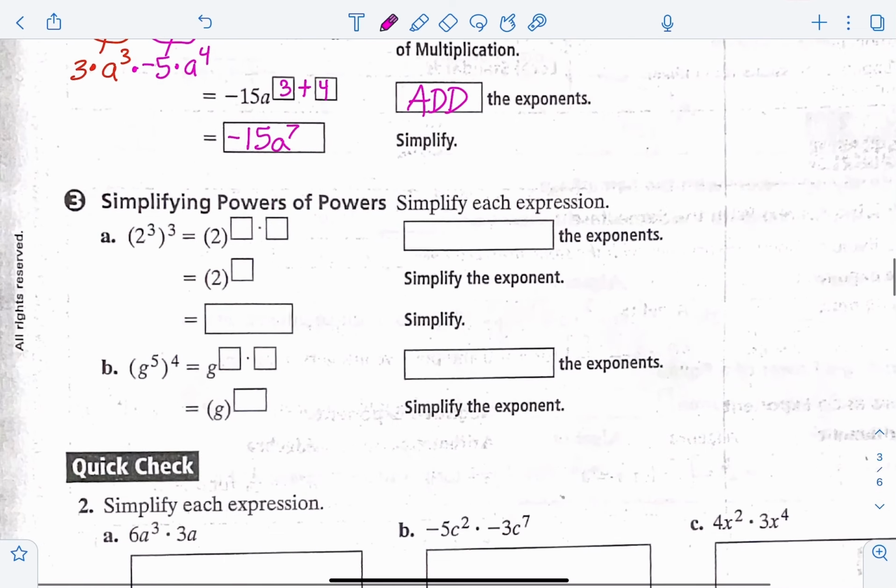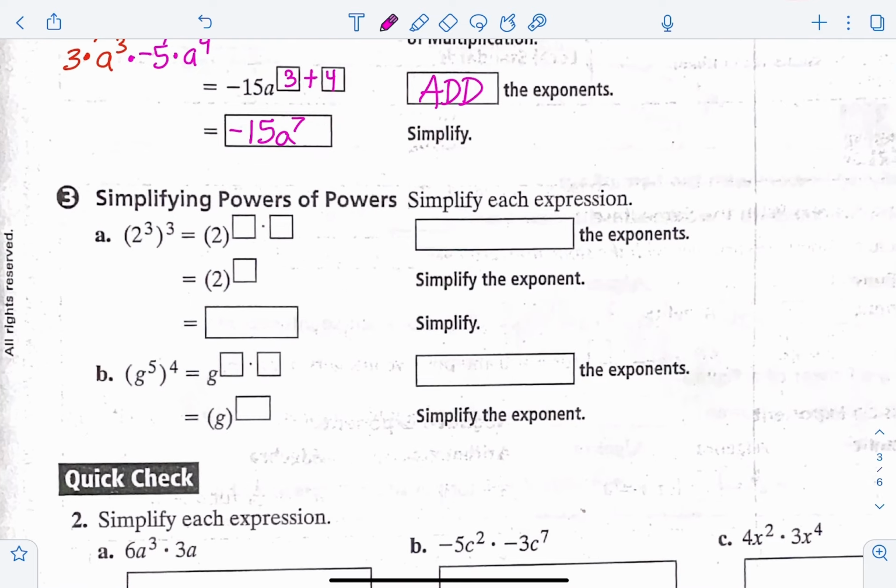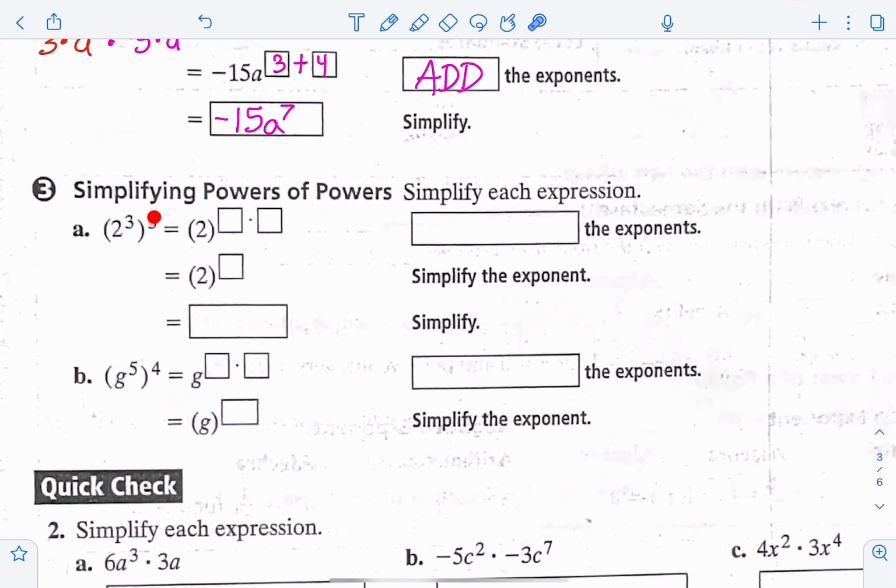All right, now we have some power-of-a-power examples. So when we have those, what do we do? We multiply the exponents. Okay, so 2 to the 3rd, all of that to the 3rd power, is going to be 2 to the 3 times 3, which is 2 to the 9th. And when you do that, 2 times 2 times 2 times 2 times 2 times 2 times 2 times 2 times 2, you should end up with 512.